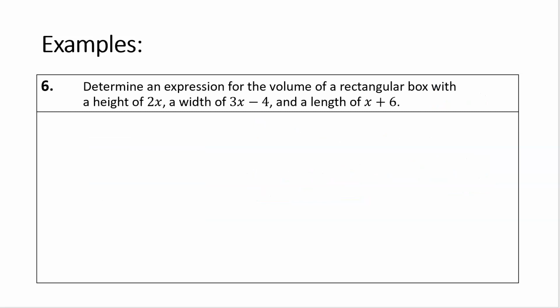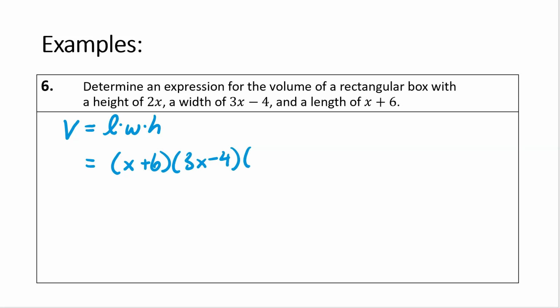Finally, last example, we have another word problem. It says determine an expression for the volume of a rectangular box with height 2x, width 3x minus 4, and length x plus 6. So it's a rectangular box, like a rectangular prism. Volume would be length times width times height. So we put all those expressions together. We have a length of x plus 6, a width of 3x minus 4, and a height of 2x.